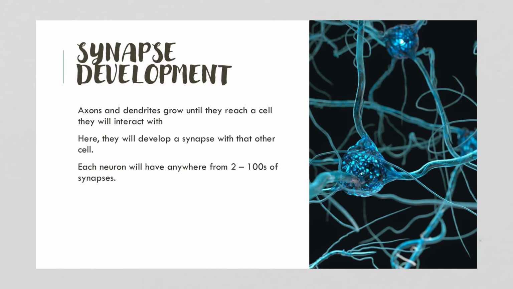So the axons and dendrites will grow until they reach a cell they can interact with. And then once they get close to one another, they will develop a synapse with that other cell. And each neuron can have anywhere from 2 to hundreds of synapses with other cells and other neurons.